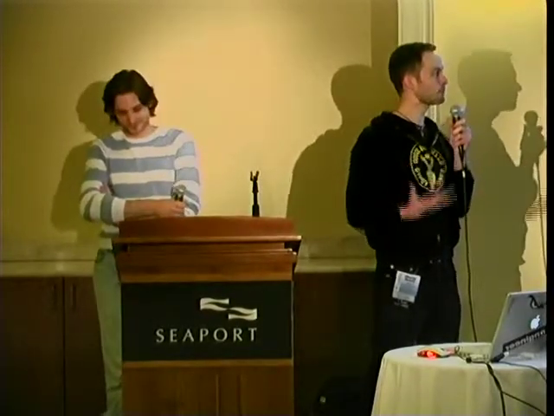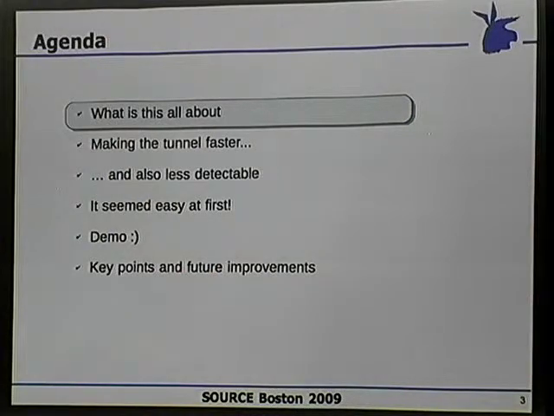So after analyzing the existing tools and technologies, we will see how to make the tunnel faster, first of all, and possibly also harder to detect from an IDS or an IPS. Then we will see a little bit of all the troubles we ran into while trying to achieve those two goals. We will have a quick demo of the concept we've implemented, and finally we'll go through the key takeaways of what we learned from this and possible future improvements.